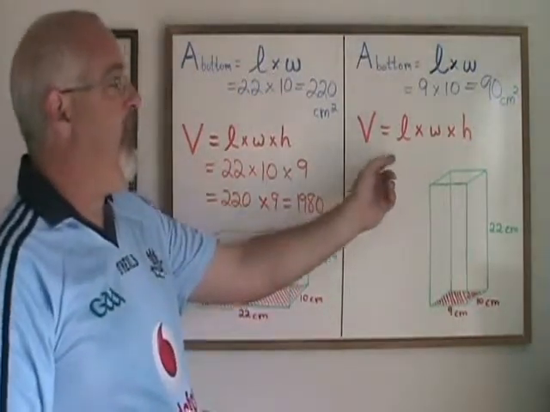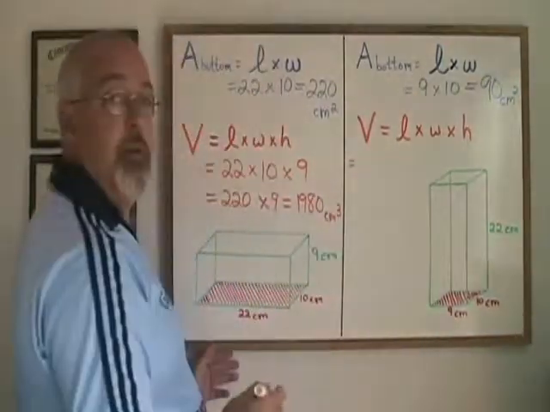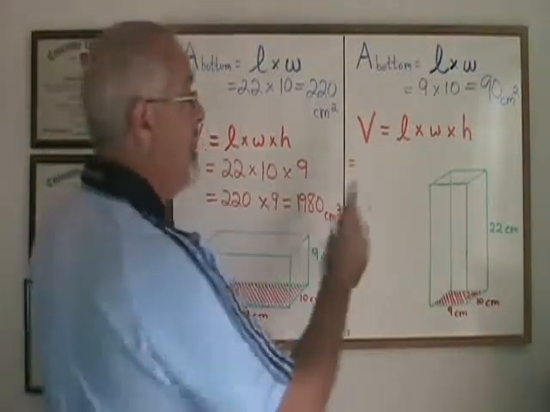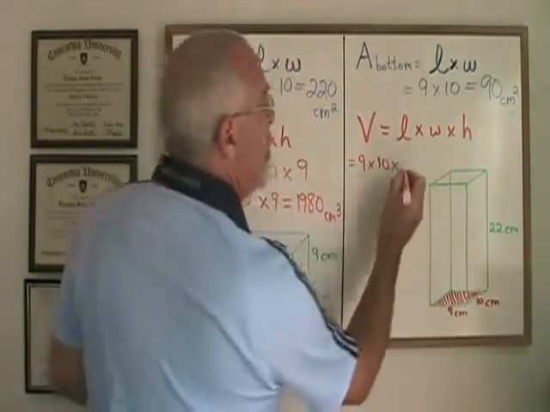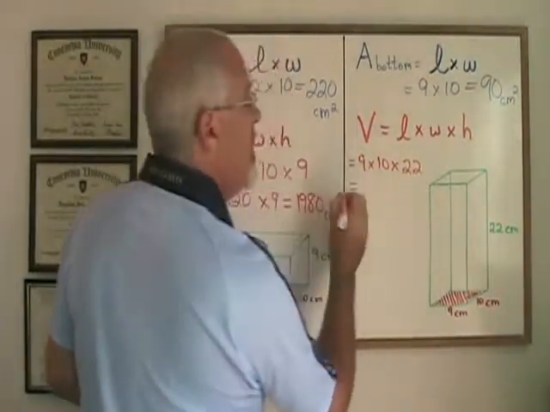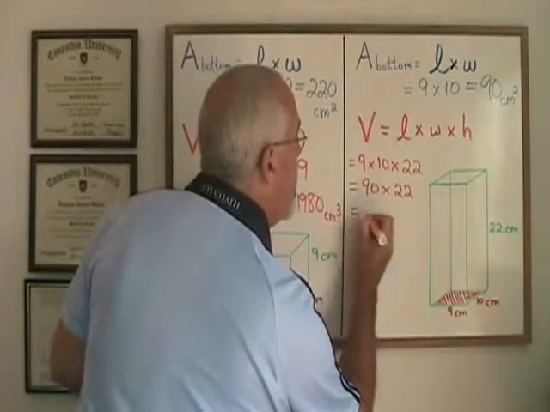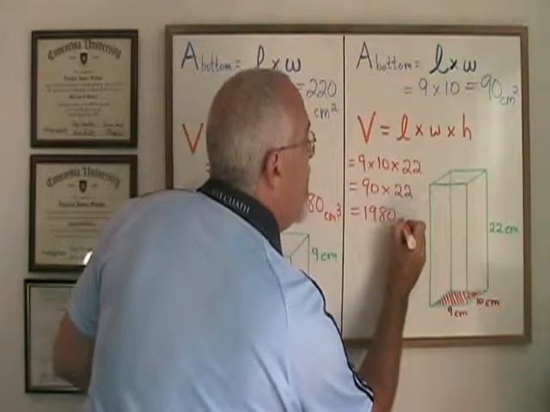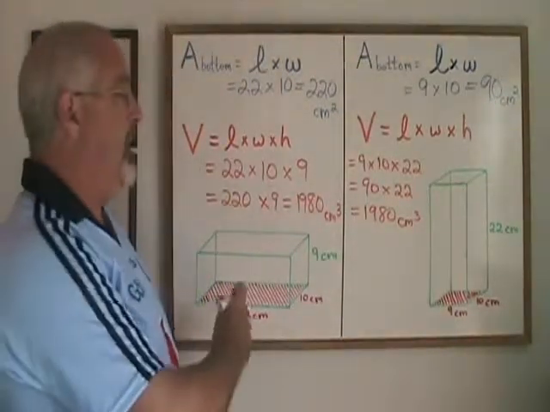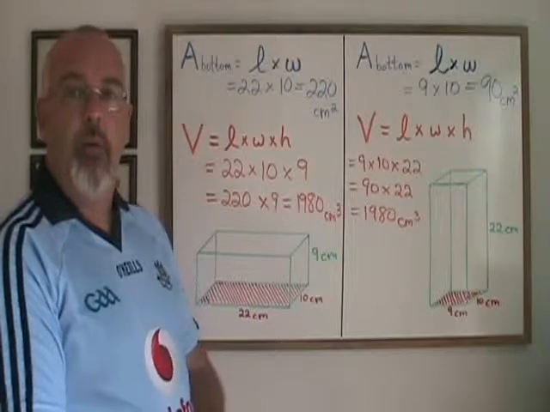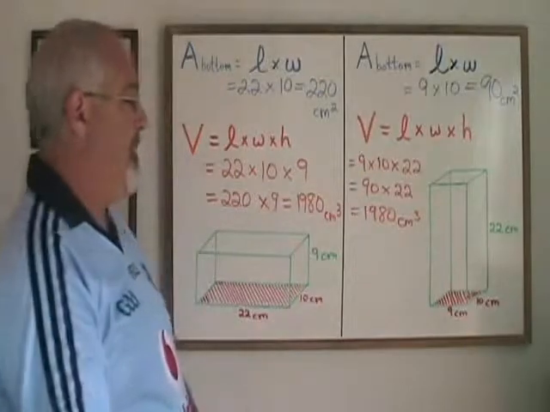If we fill in the same volume formula for this rectangular prism, we are plugging in the numbers in a different order, but we're going to get the same answer. The length of 9 times the width of 10 times the height of 22. 9 times 10 is 90. And 90 times 22 is 1980. Again, centimeters cubed. So the volume of the rectangular prism will be the same no matter which side is placed on the bottom. Unlike the area of the bottom question, we're getting the same answer.